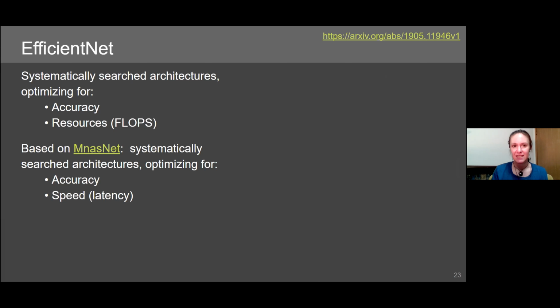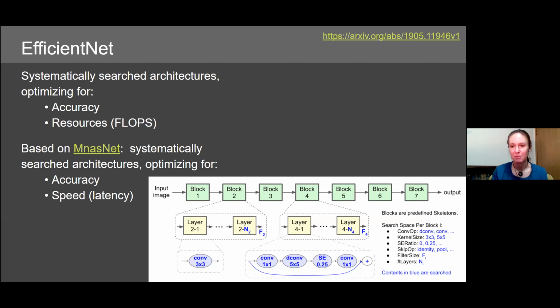So the way that they systematically searched for this optimal architecture is they took, so this is like the input image on the left, and then it goes through all of these blocks to the output on the right. And each of the blocks has a given number of layers in it. The number of layers is variable, and each layer is composed of some combination of different operations here in blue. And so they did this systematic search through the different operations and the different layer properties in order to optimize it.